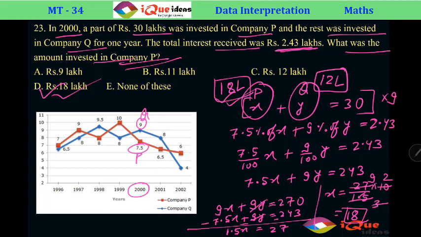You could have also taken as x and 30 minus x, but that wouldn't reduce the process, right? Don't worry about it. This is a simple linear equation process. Even if you do this, it is going to take the same amount of time. Alright, now let's take up the next question.